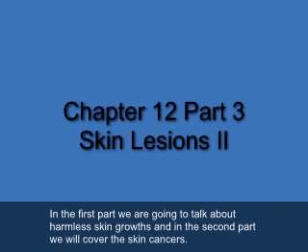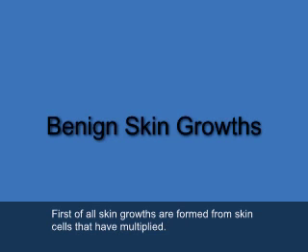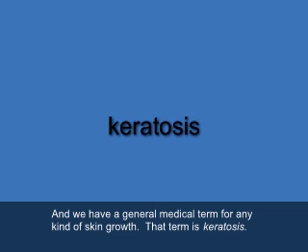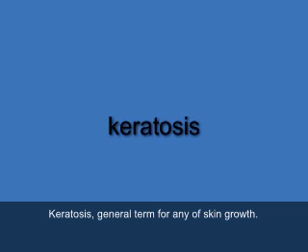In the first part, we're going to talk about harmless skin growths, and in the second part, we'll cover the skin cancers. First of all, skin growths are formed from skin cells that have multiplied. And we have a general medical term for any kind of skin growth. That term is keratosis. Keratosis, general term for any skin growth.